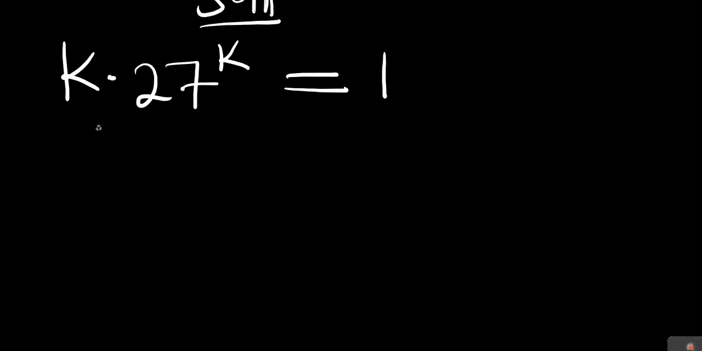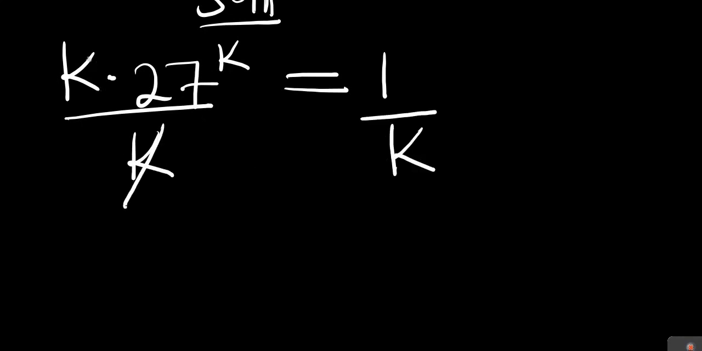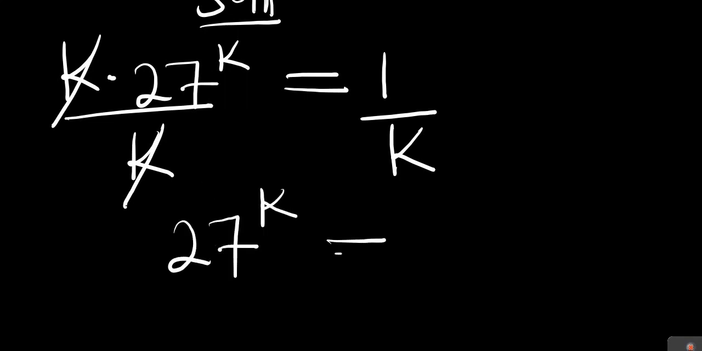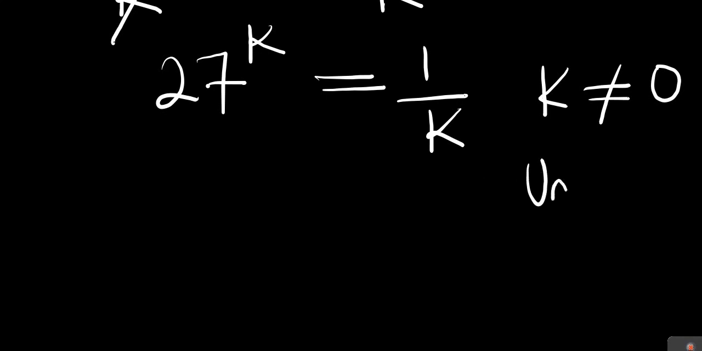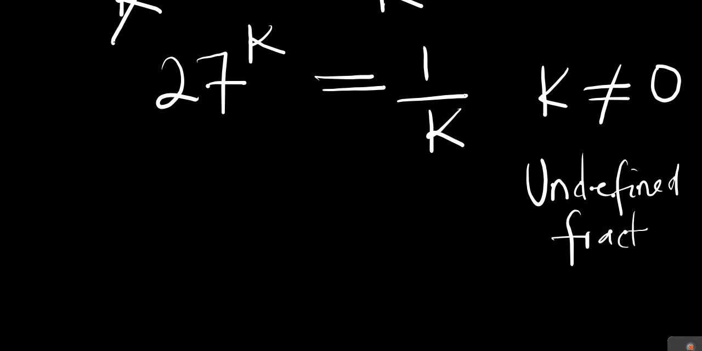We can divide both sides of this equation by k, so k will definitely cancel k. So we have 27 power k is equal to 1 divided by k. Now it is worthy to note that k should never be equal to 0, because if k is equal to 0, we are going to have an undefined fraction here. So we don't want an undefined fraction, so k should never be equal to 0.